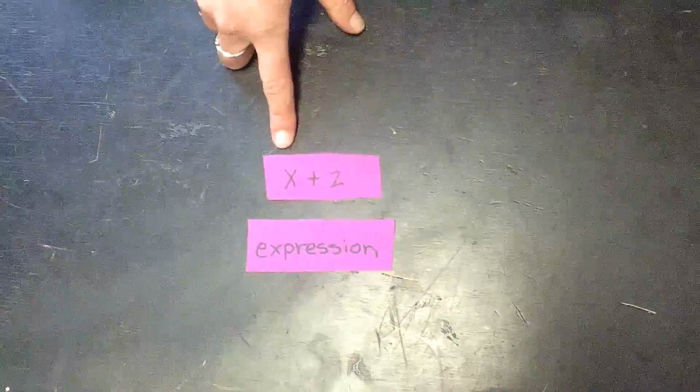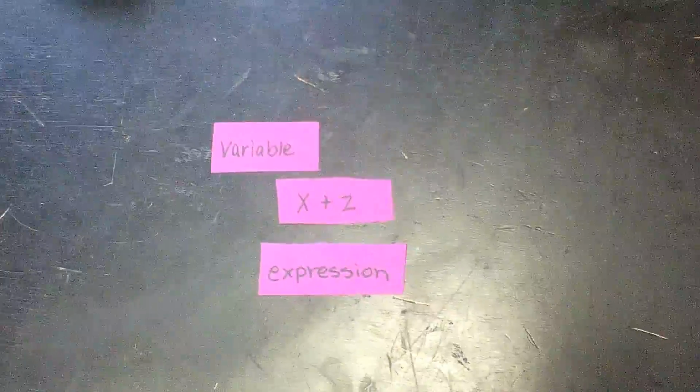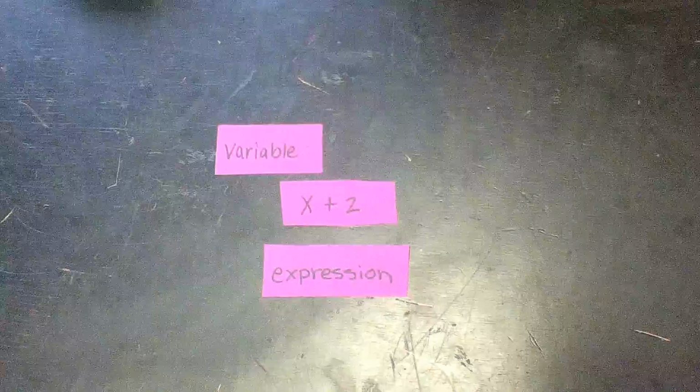So I'm going to give you an example of an expression. X plus 2 equals, or doesn't even have an equal. And that's what makes this an expression instead of an equation, there's no equal sign. So right here we have x plus 2. Now in this problem, the x is what we call a variable. It is unknown. It's always a letter.